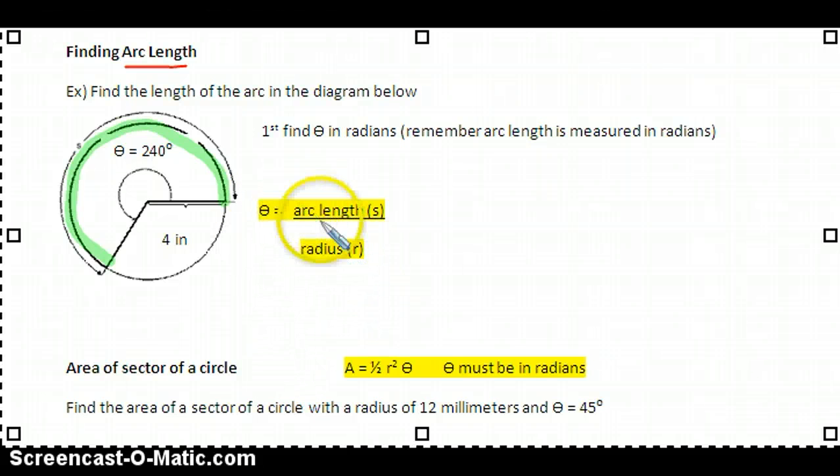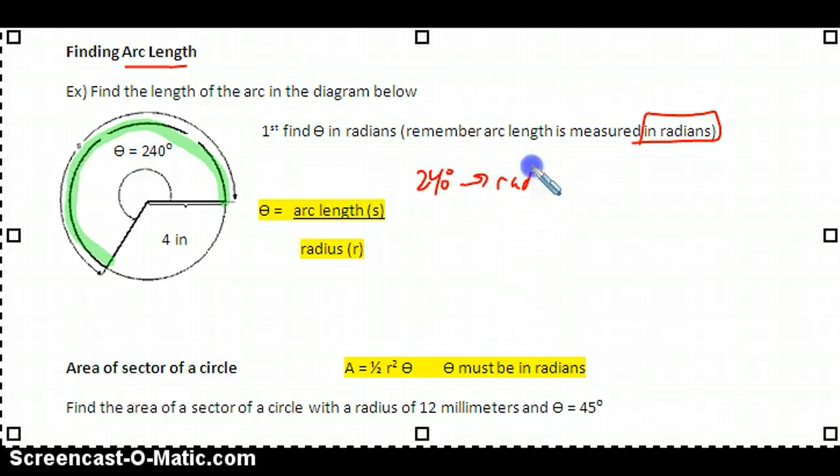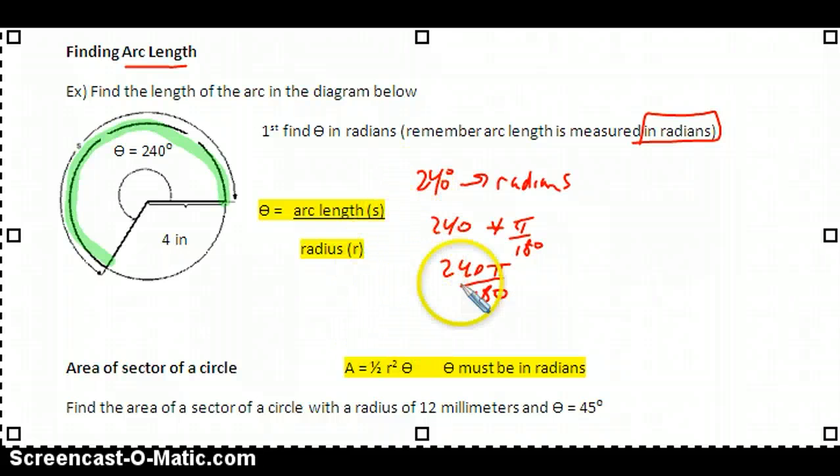So if I want you to find the arc length, which stands for the s, you're going to plug into your formula theta, which is 240 degrees. Actually, I take that back. Part of the formula says that you have to have theta measured in radians. So if I've got 240 degrees, I have to change it to radians first. We do what we just did in the previous example, times it by pi over 180. So I'd get 240 pi over 180, which will reduce down to 4 pi over 3.